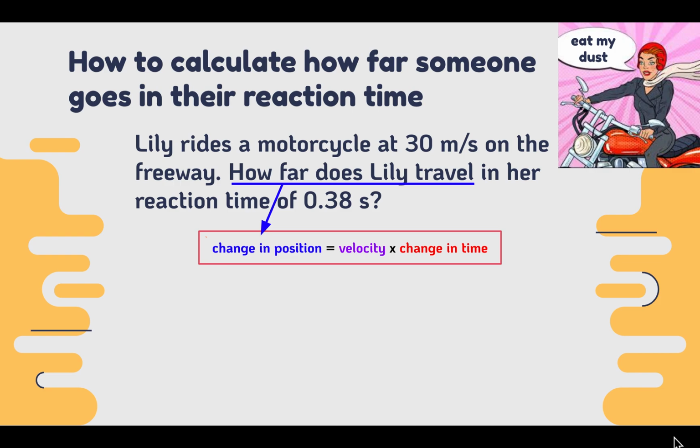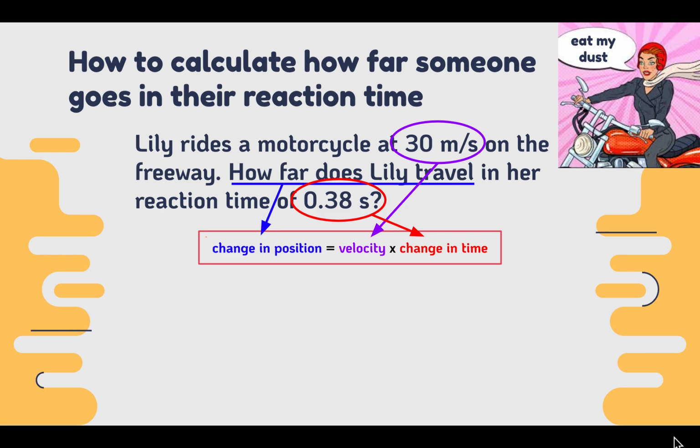Now I'm looking for a velocity, and what I see is 30 meters per second. Meters per second means that it is a velocity. That is Lily's velocity right there. And our last part is our change in time, or how many seconds it took to do something. We're talking specifically about her reaction time. So that is our change in time.